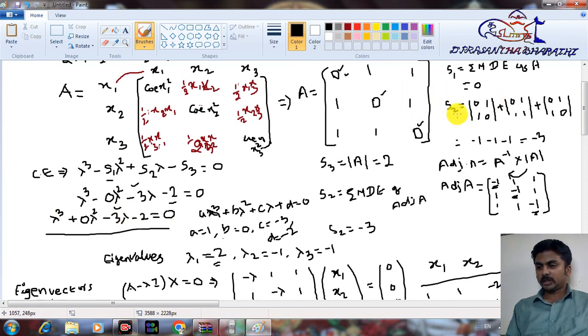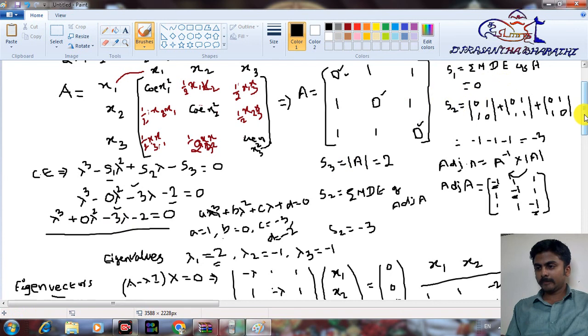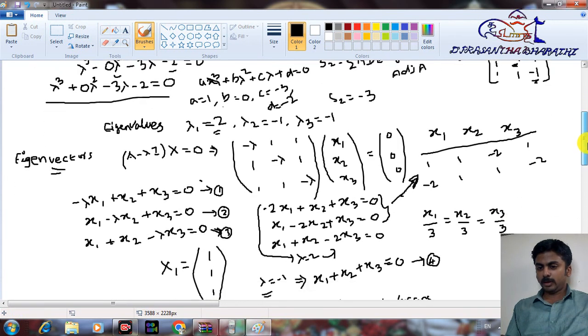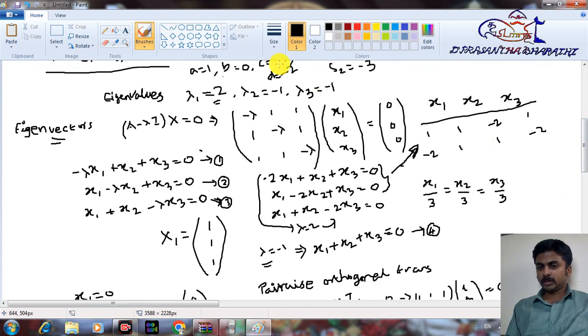The nature of the characteristic equation, or nature of the matrix, or nature of the quadratic equation is indefinite. So now we look into eigenvalues. The eigenvalues are given by lambda equal to 2, which is a positive term, and lambda equal to minus 1.